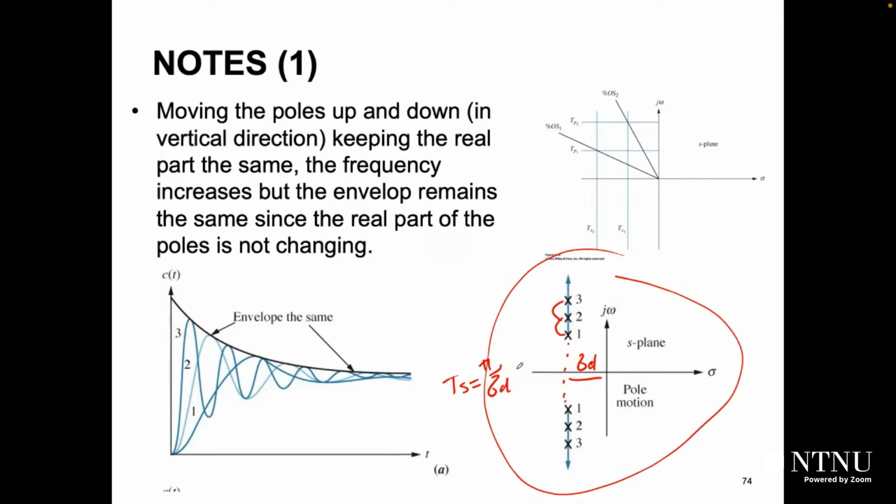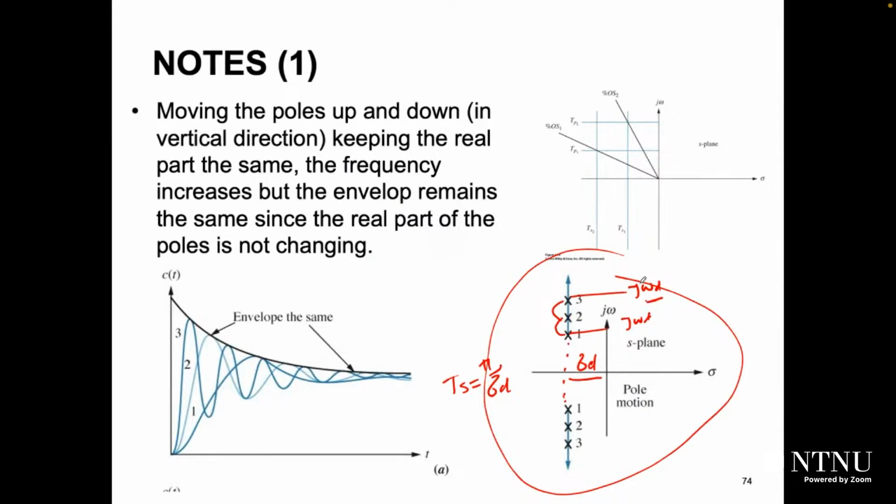So moving the poles up and down in the vertical direction, keeping the real part the same, the frequency changes, but the envelope remains the same since the real part of the poles is not changing. You will change the frequency, because omega d will change. If you go across this line, sigma d will be fixed, but the imaginary part will change. So here we will have omega d1, and here we will have another omega d. And omega d is the damped natural frequency.